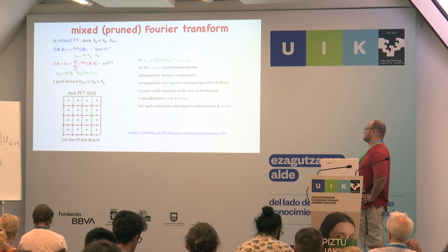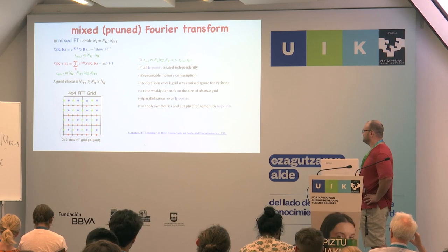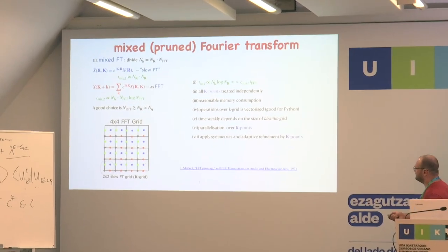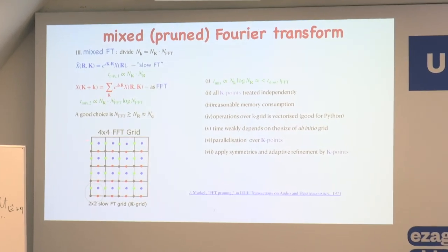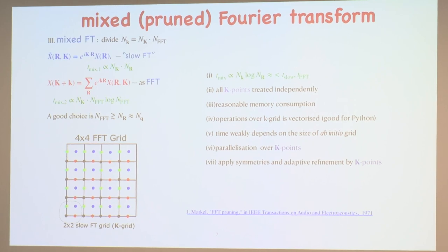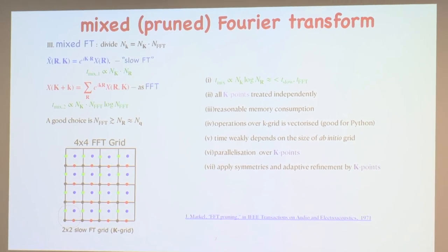So the idea is we split our dense grid. Say we have a grid 8 by 8 by 8. Oh, no, okay, in 2D, 8 by 8. And we have four FFT grids. Each of them is 4 by 4. So on each grid, we do a fast Fourier transform. And we treat all these K points together, we process them in one shot. And then we go to another grid, of different color.